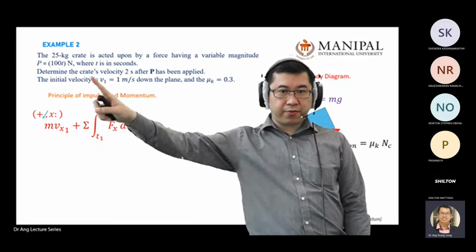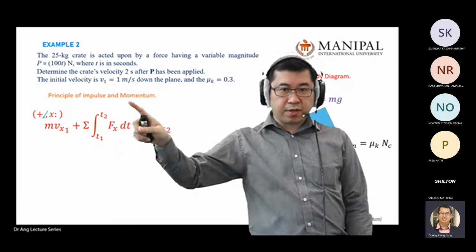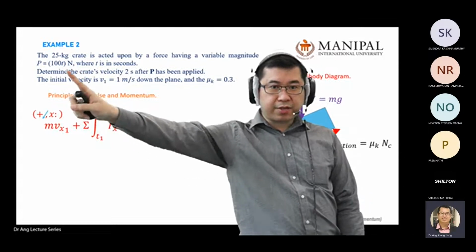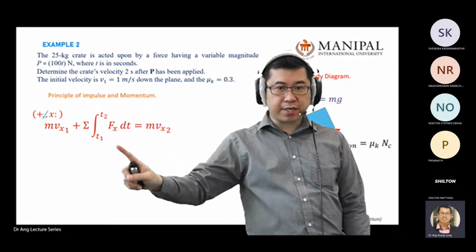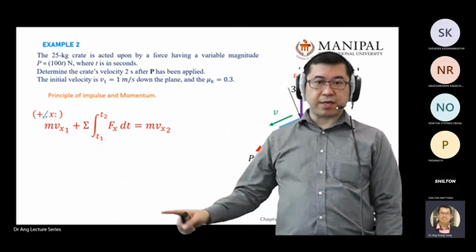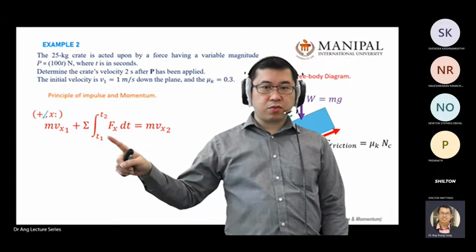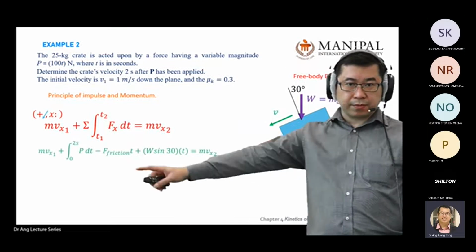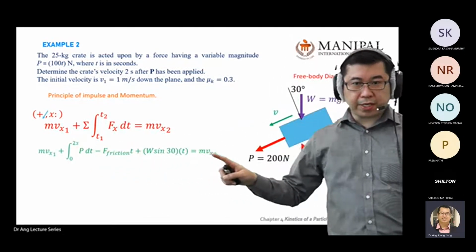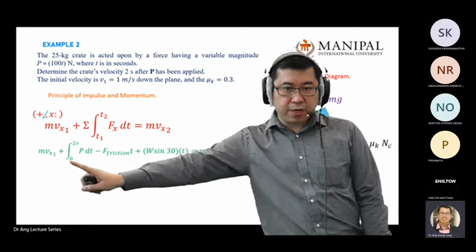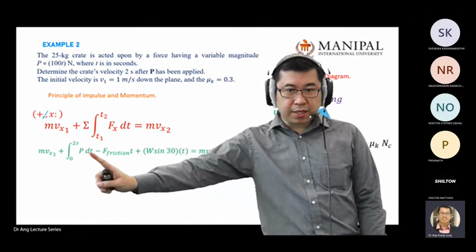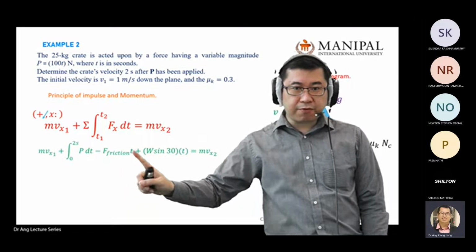F you have. F in here is 100t, and you integrate with t from 0 to 2. So you put in the mathematical equation here: mv1, integrate from 0 to 2 seconds, Pt minus the friction force.